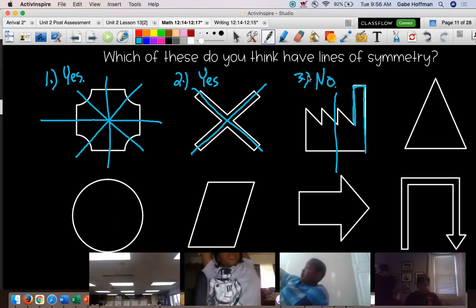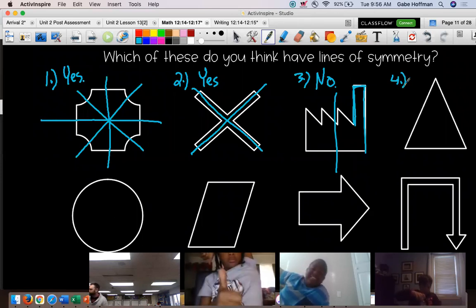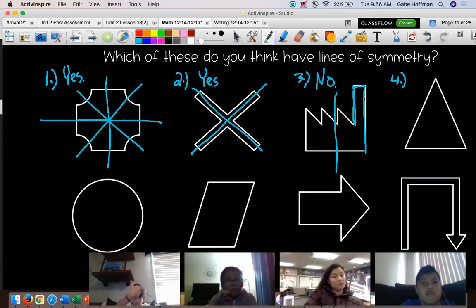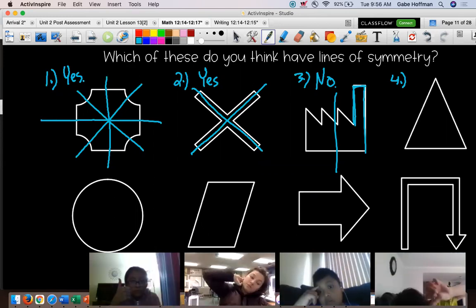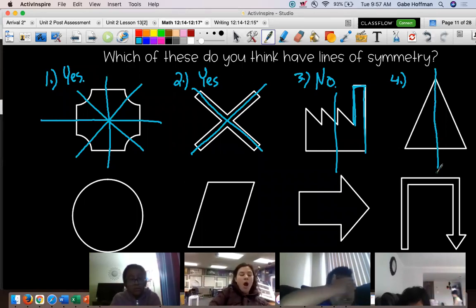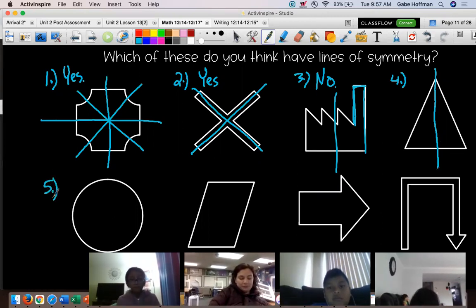Number four, the triangle. Thumbs up or thumbs down? Waiting on several people to say thumbs up or thumbs down still. Very good, most of you. Thumbs up, right down the middle. If I folded that in half, it would cross over. Number five, the circle. Thumbs up or thumbs down?